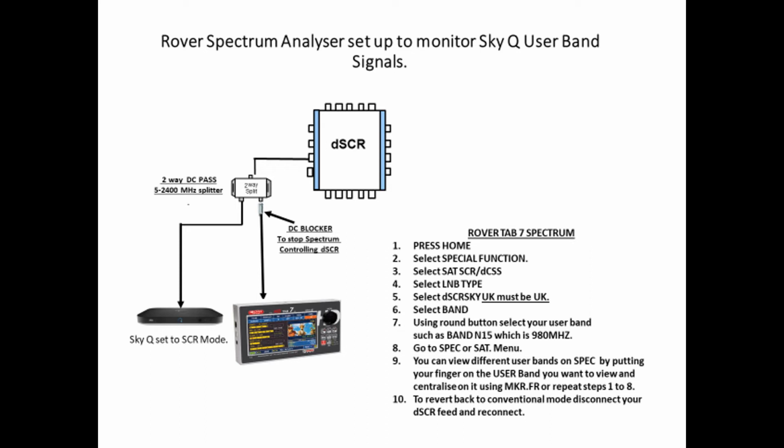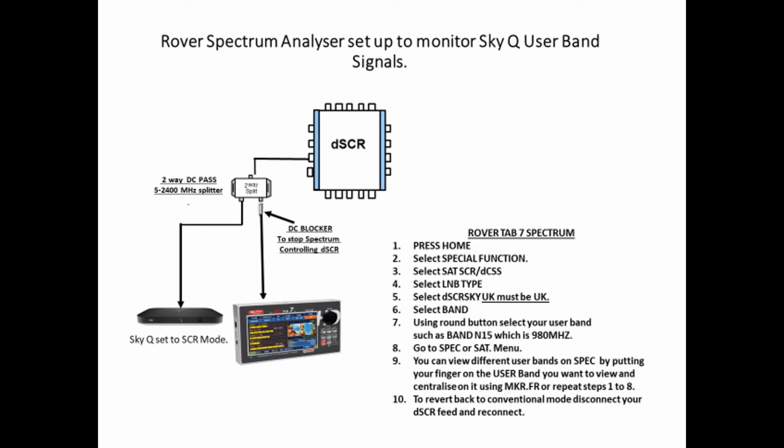That's the bottom left. I think it's marked off and on. Then select special function. Select at the top of the display satellite SCR/DCSS. Select LNB type, and then you must set it to DSCR Sky UK. It must be the Sky UK one, because there is another Sky one on there, but it's Sky Italia. So make sure you're on the UK one.